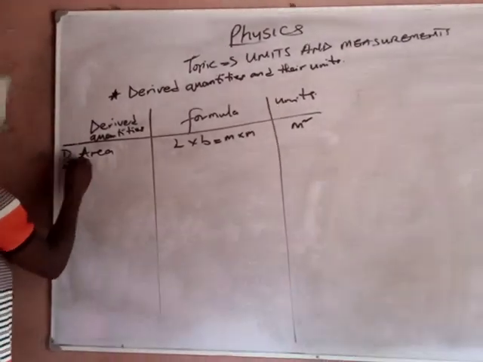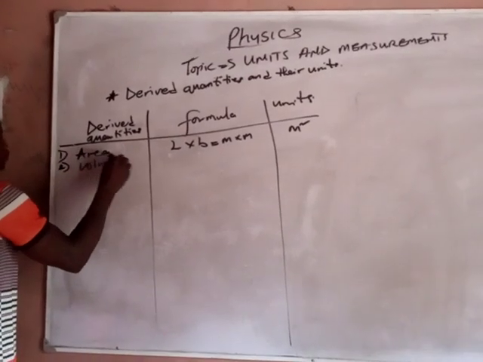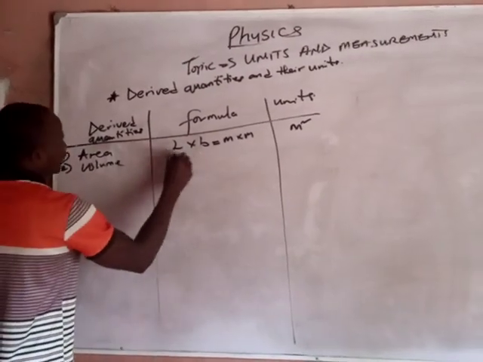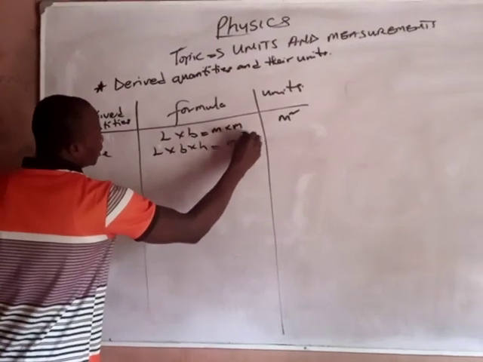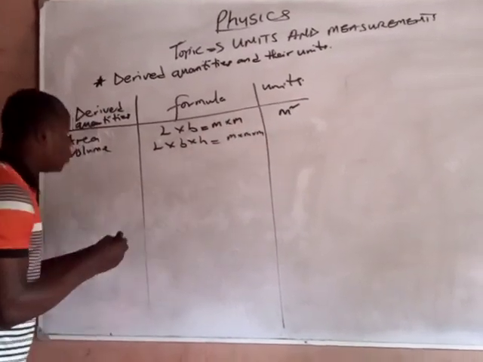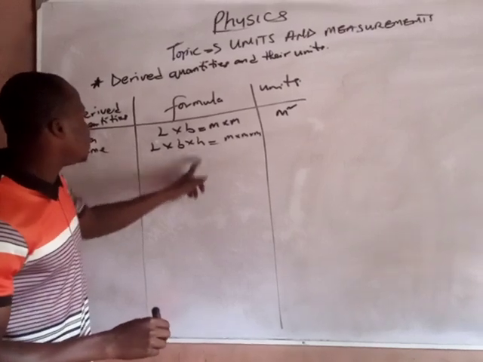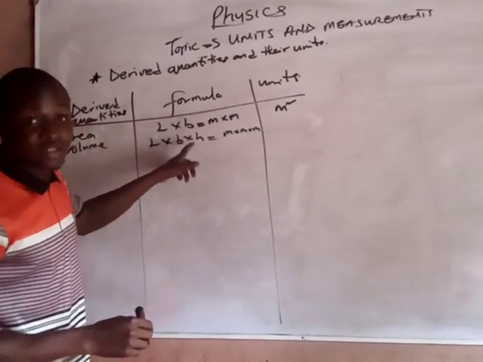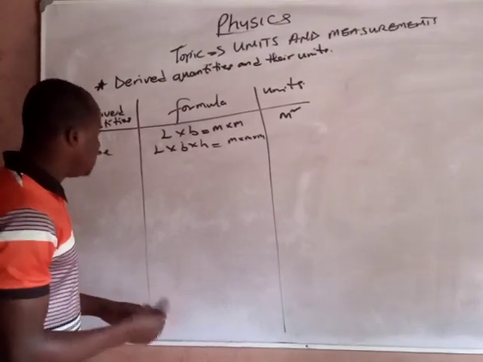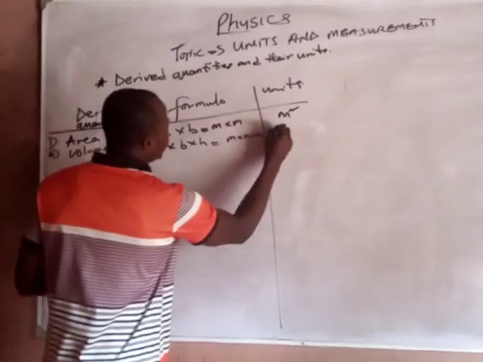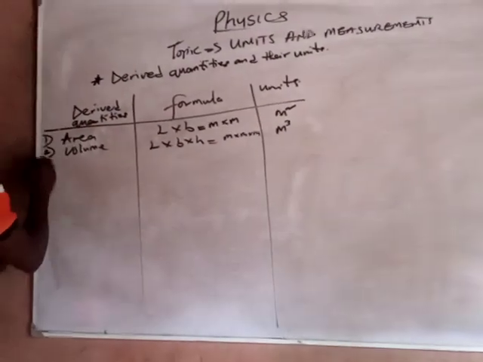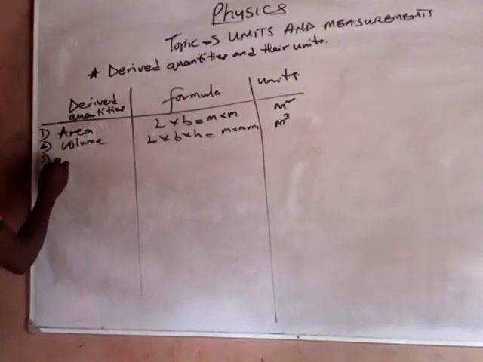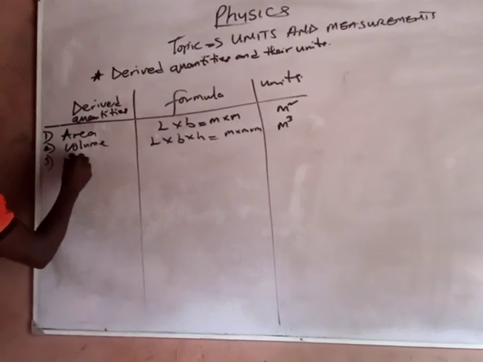Number two, we have volume. We have length times breadth times height, which is meter times meter times meter. They are all in meters. So the unit of volume is what? Meter cube.